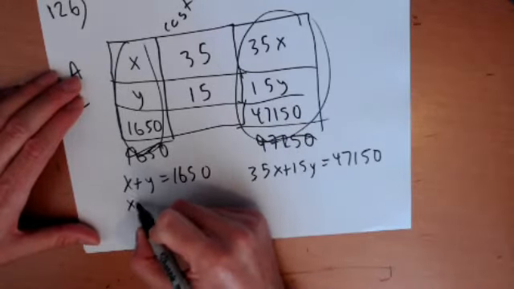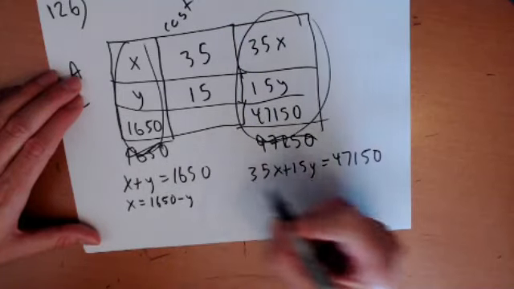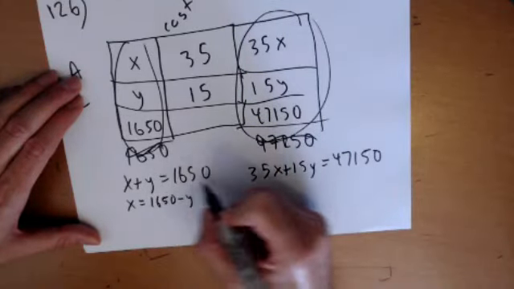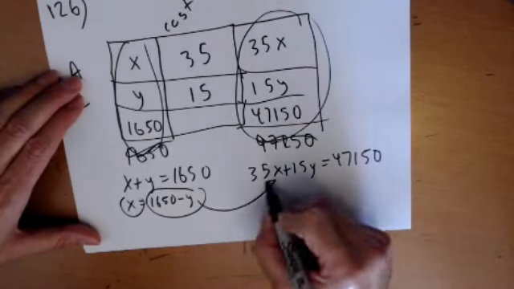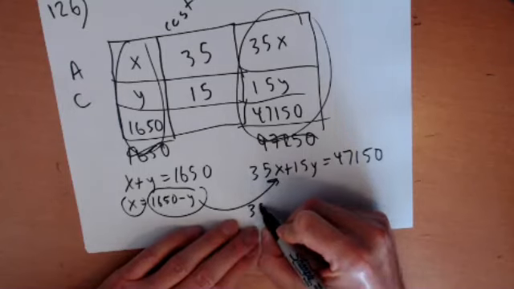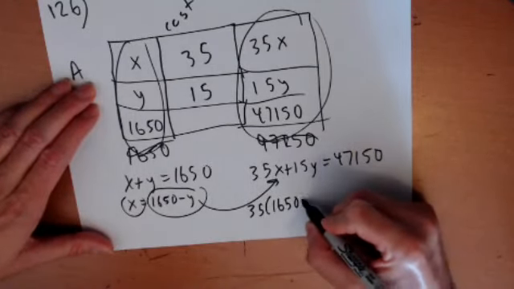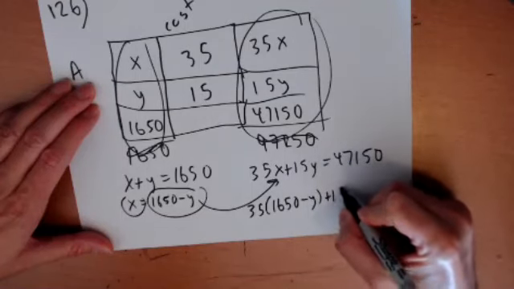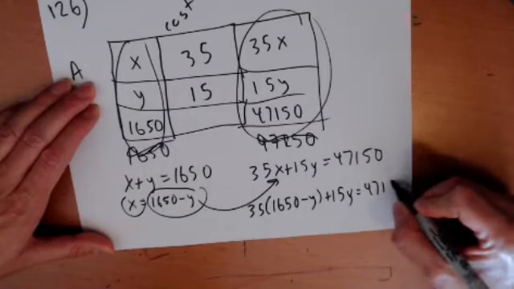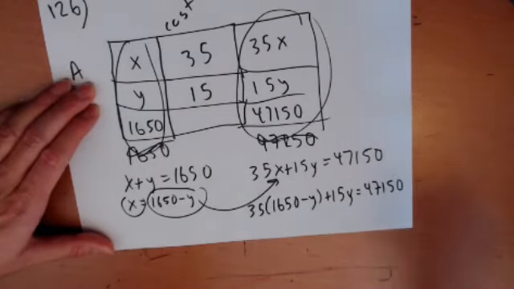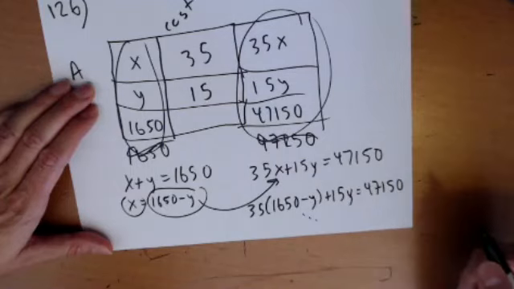So x is equal to 1650 minus y, because I subtracted y from both sides. And I'm going to plug that in right here. So 35 times 1650 minus y plus 15y is equal to 47,150, and then distribute. You should be able to solve that.